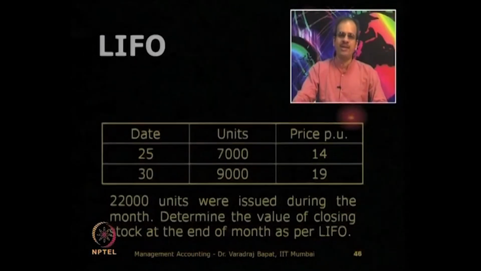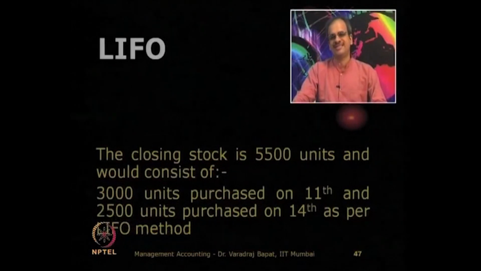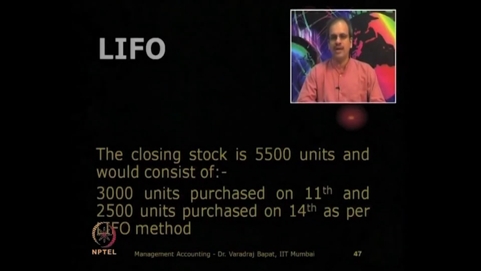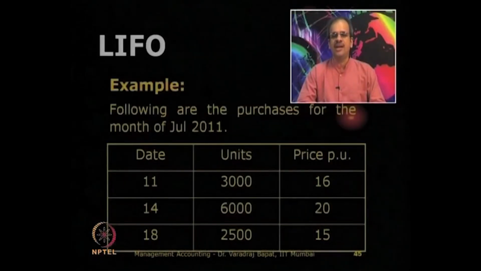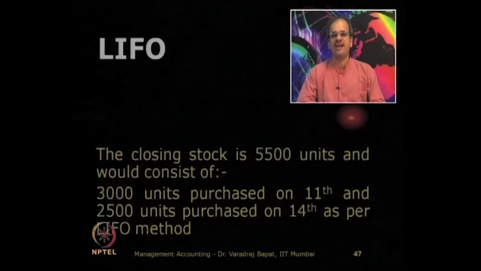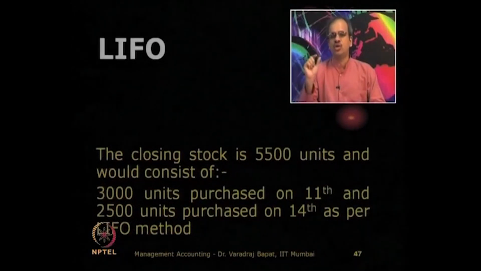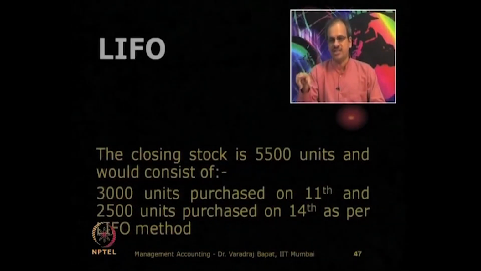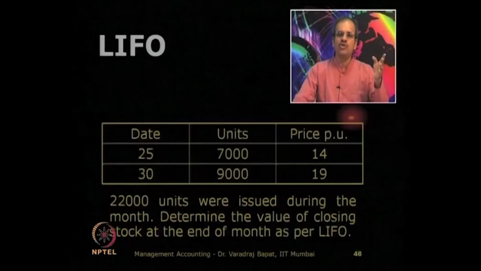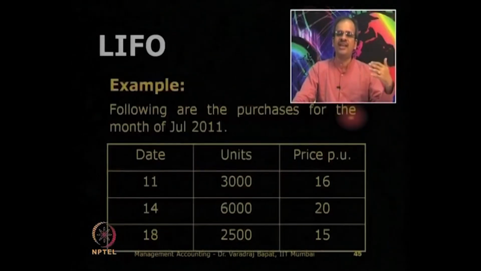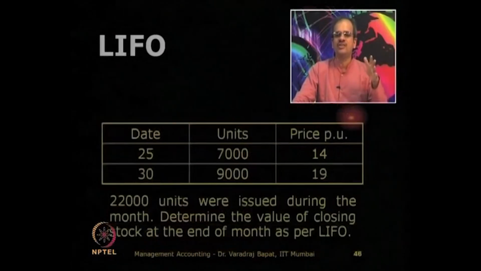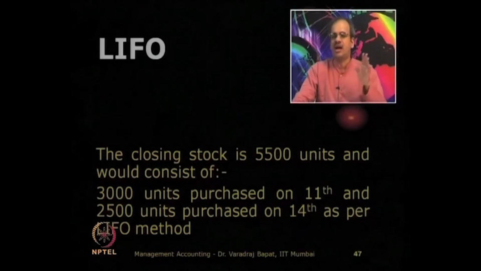As we did in the last example, first we have to calculate the number of units. So, the number of units in hand is 5,500. You can see here that on different dates we have purchased 27,500 units, out of which 22,000 are issued. So, closing stock consists of 5,500 units. In LIFO, the latest units are issued out. So, the units which are purchased on 30th, 25th, 18th etc. are issued out, and the units which are earliest are still in hand. So, units purchased on 14th and 11th are assumed to be on hand.